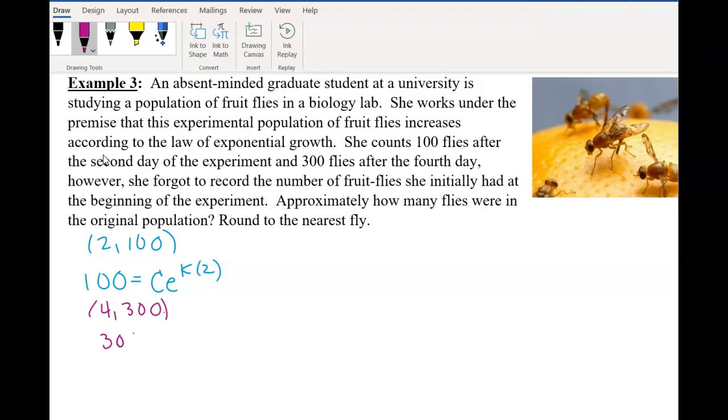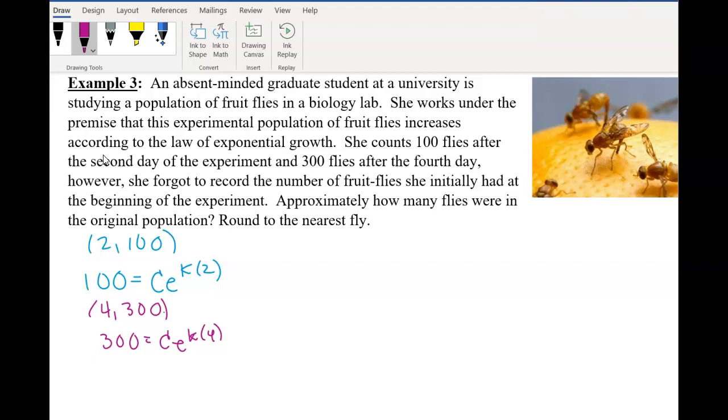So that would be 300 equals C e^(4k). Solve for C in both equations. And if you have two equations solved for the same variable, then you can set those two equations equal, right? So if I had y equals 3x plus 4 and y equals 7x plus 5, you would then just say 3x plus 4 equals 7x plus 5, solve for x. Same thing here, but we're going to solve for k.